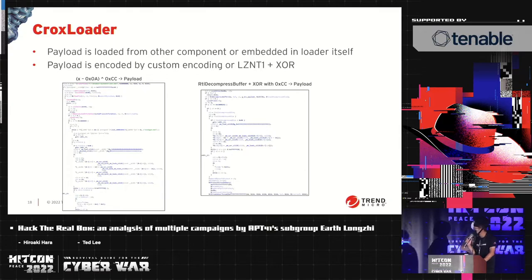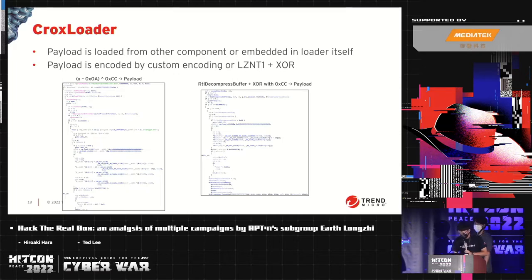So for the Crux loader, there are two different procedures to load the payload. One is to just read the payload files, and the other is to embed the payload inside the loader. For the decryption algorithm, there are also two different types. The first one, as you can see, is basically the same as the Simultic loader used in campaign one. But in the later version of the Crux loader, it will try to use LZNT1 encoding and XOR with the key CC.